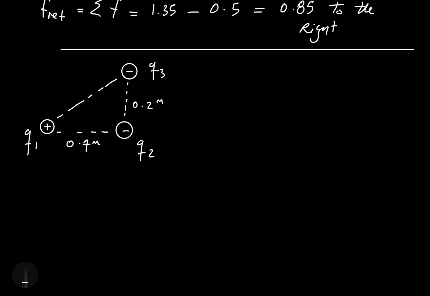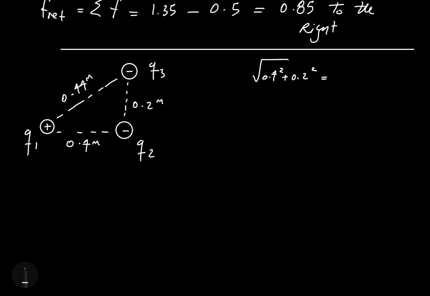By following the rules of the Pythagorean theorem, we can also find the distance between Q1 and Q3. And we can say that it's going to be the square root of 0.4 squared plus 0.2 squared. 0.4 squared plus 0.2 squared, take a square root. So the longest side of the triangle is 0.44 meters.